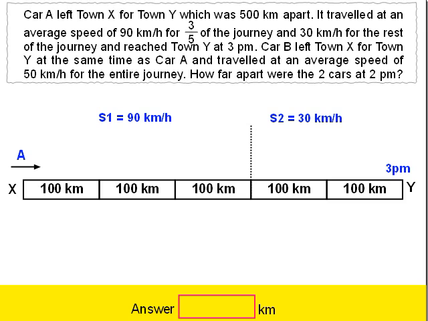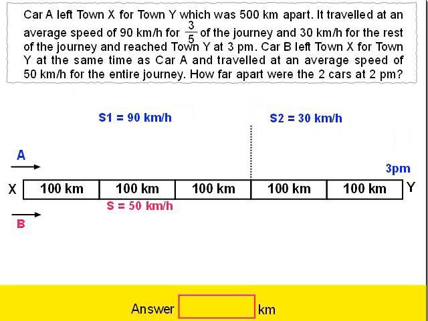Okay, for A. And then B left town X for town Y at the same time. That means they travel in the same direction, right? So B left town X for town Y at the same time, and travels at a constant speed of 50 km per hour throughout the entire journey. Alright, so how far apart were the two cars at 2 p.m.?